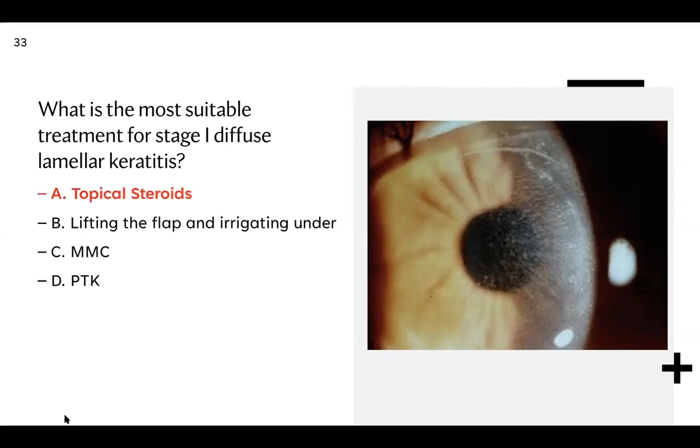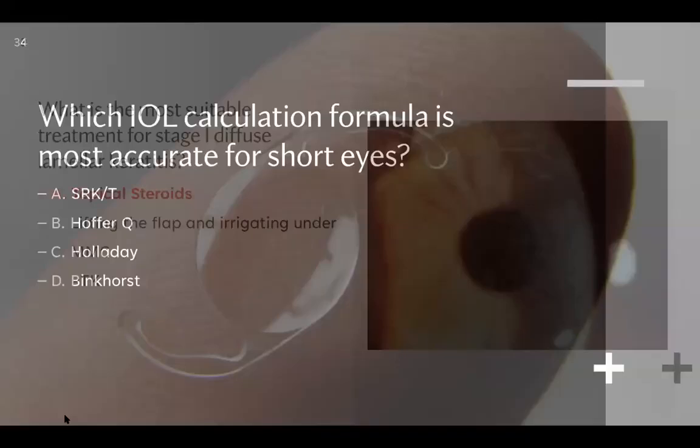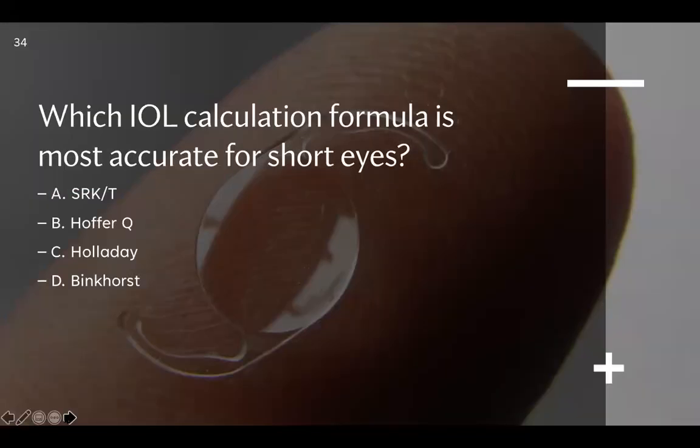The poll is locked. The correct answer is topical steroids. Almost 90% have got it right. Pretty straightforward. Let's move ahead to question number 34. Again, another straightforward question. Which IOL calculation formula is most accurate for short eyes among these four? Is it SRK/T? Is it Hoffer Q? Is it Holladay? Or is it the Binkhorst formula?